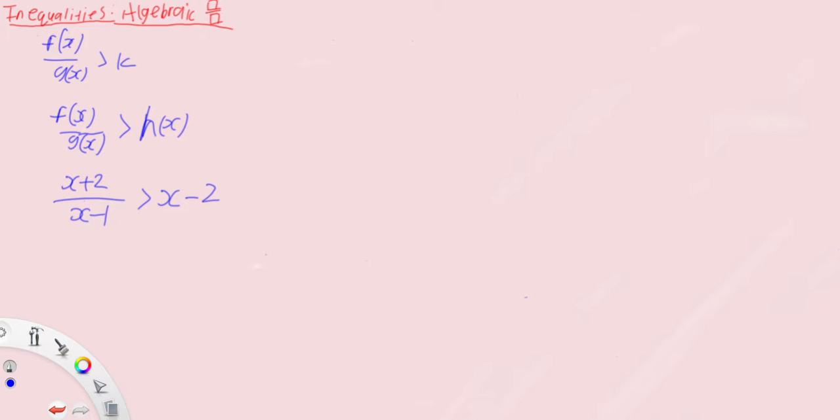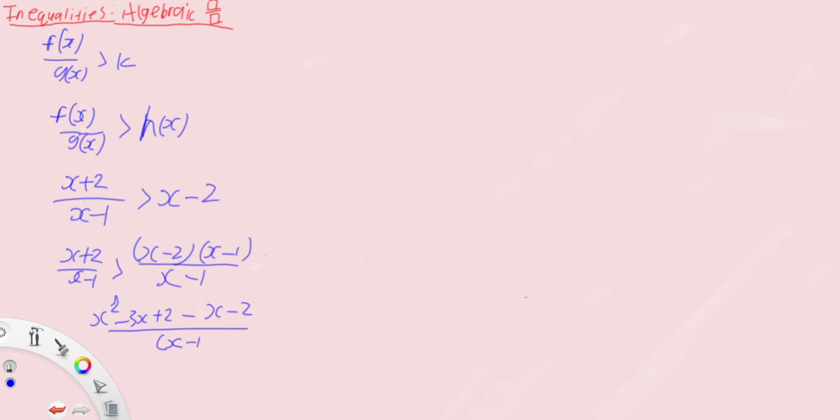So what we do is combine them into one fraction. We have the denominator as x minus 1, so we change the denominator to x minus 1. You get (x plus 2) over (x minus 1) bigger than (x minus 2) times (x minus 1) over (x minus 1). Then from here you just expand. I'm going to skip some steps. So I get (x squared minus 3x plus 2) minus (x minus 2) over (x minus 1). This would then be less than 0.